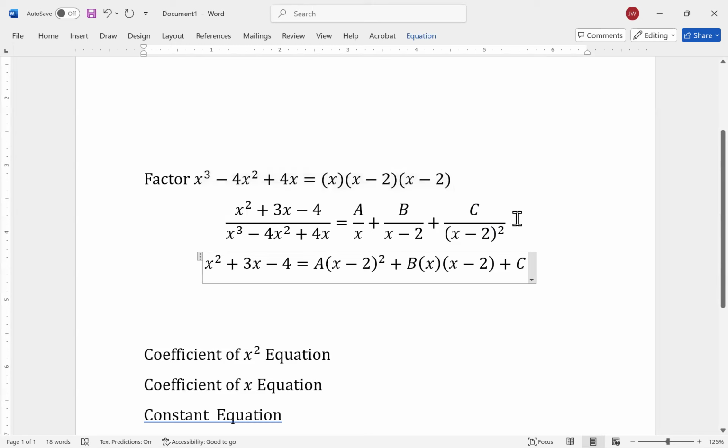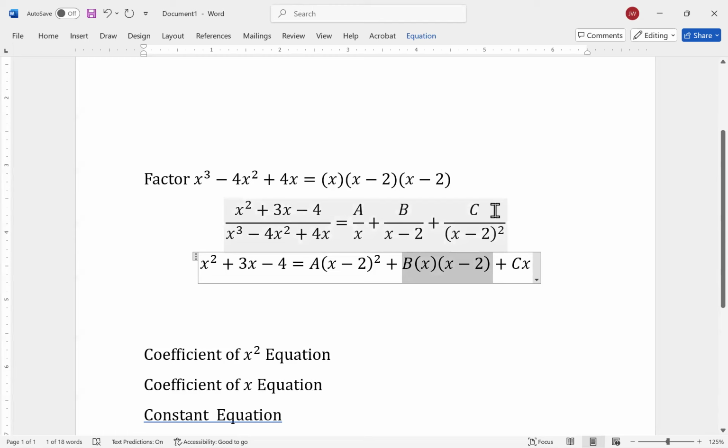And for my last fraction, C would have to multiply times x, so I would multiply top and bottom by x to get common denominators. So if I took A times x minus 2 squared, I'd get that as my numerator. B times x minus 2, I'd get that as my numerator. C times x would give me that as my numerator.